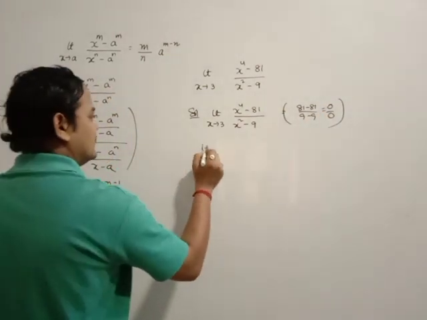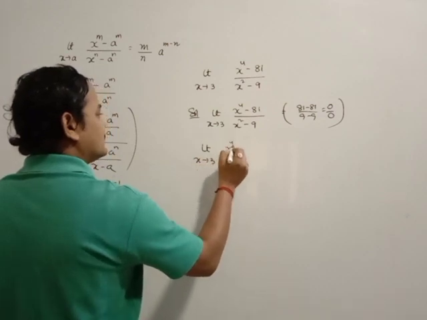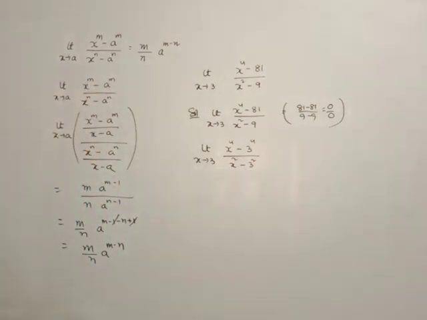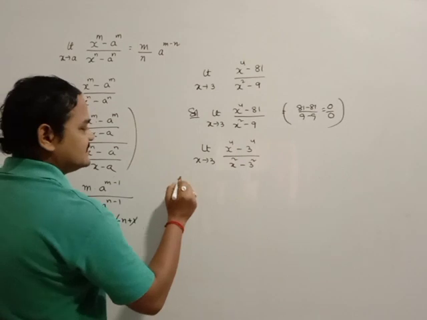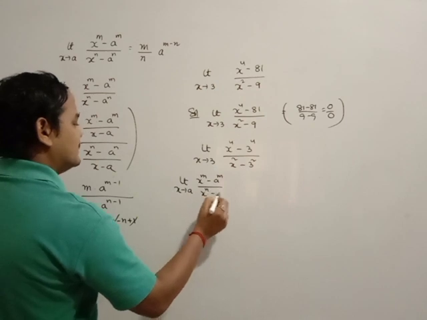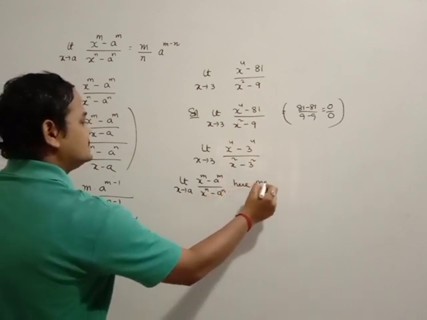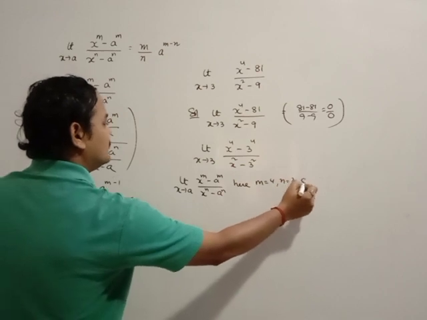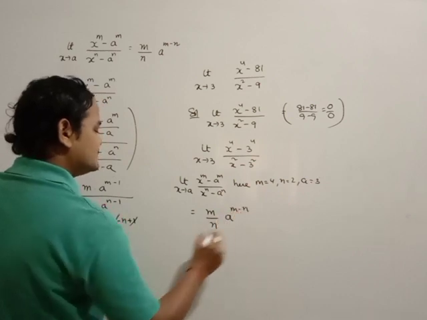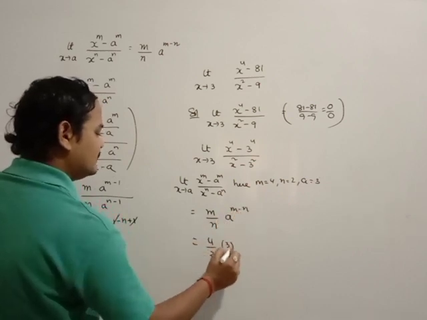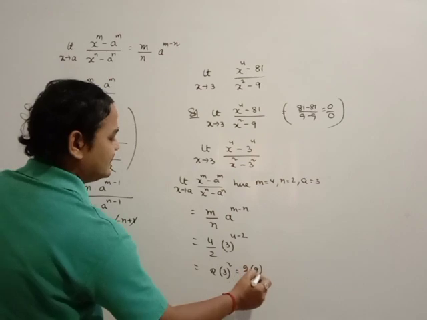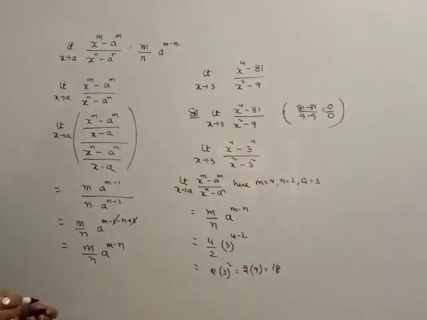Now you go for this formula. Limit x tends to 3, (x power of 4 minus 3 power of 4) by (x square minus 3 square). It is in the form of limit x tends to a, (x power of m minus a power of m) by (x power of n minus a power of n). Here m is equal to 4, n is equal to 2, a is equal to 3. What is the formula? m by n into a power of m minus n, that is 4 by 2 into 3 power of 4 minus 2, that is 2 into 3 square, that is 2 into 9, which is equal to 18.